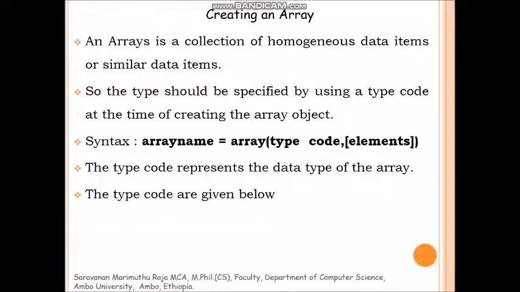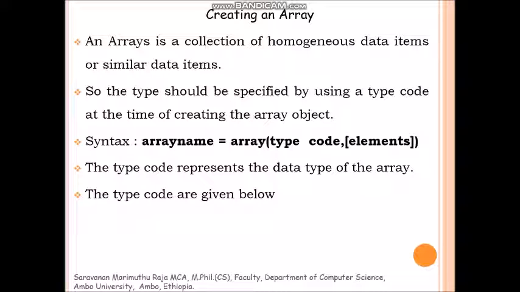Creating an array. An array is a collection of homogeneous data items or similar data items. So the type should be specified by using a type code at the time of creating the array object. Syntax is array name equal to array, within the brackets, two parameters are there. Type code, which you should give within single quotation, and elements. Elements should be enclosed with square brackets, each and every element separated by commas.